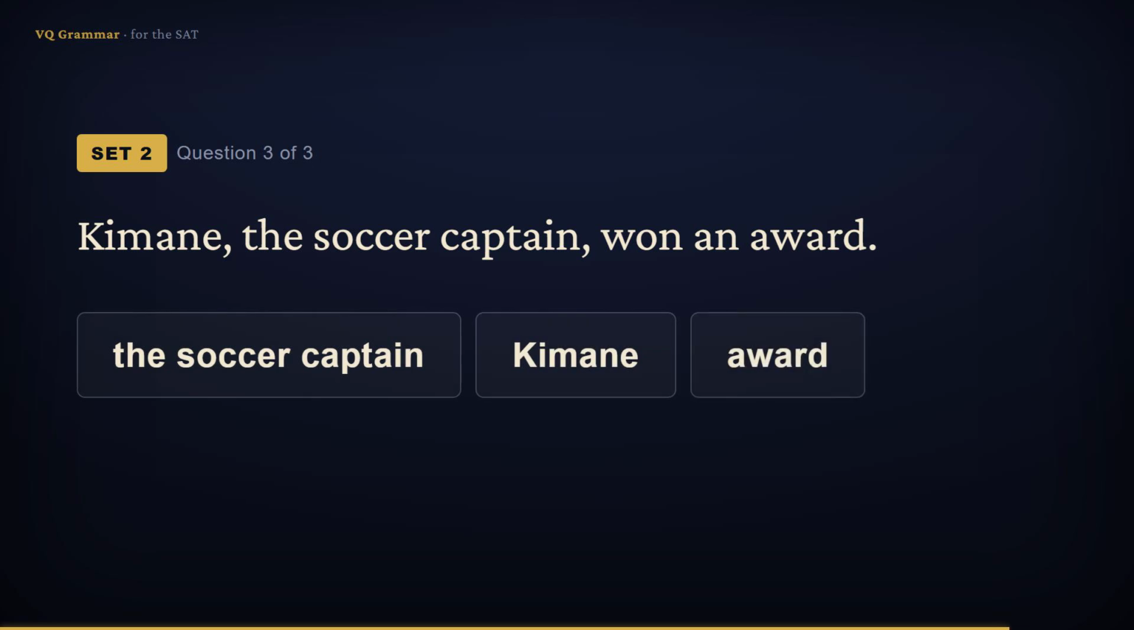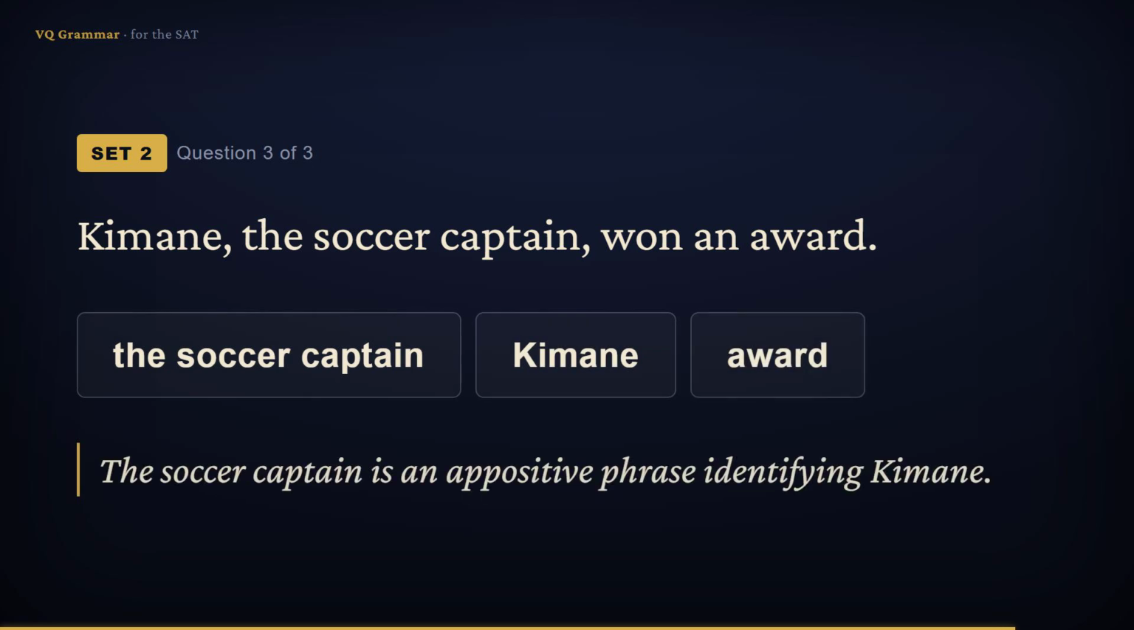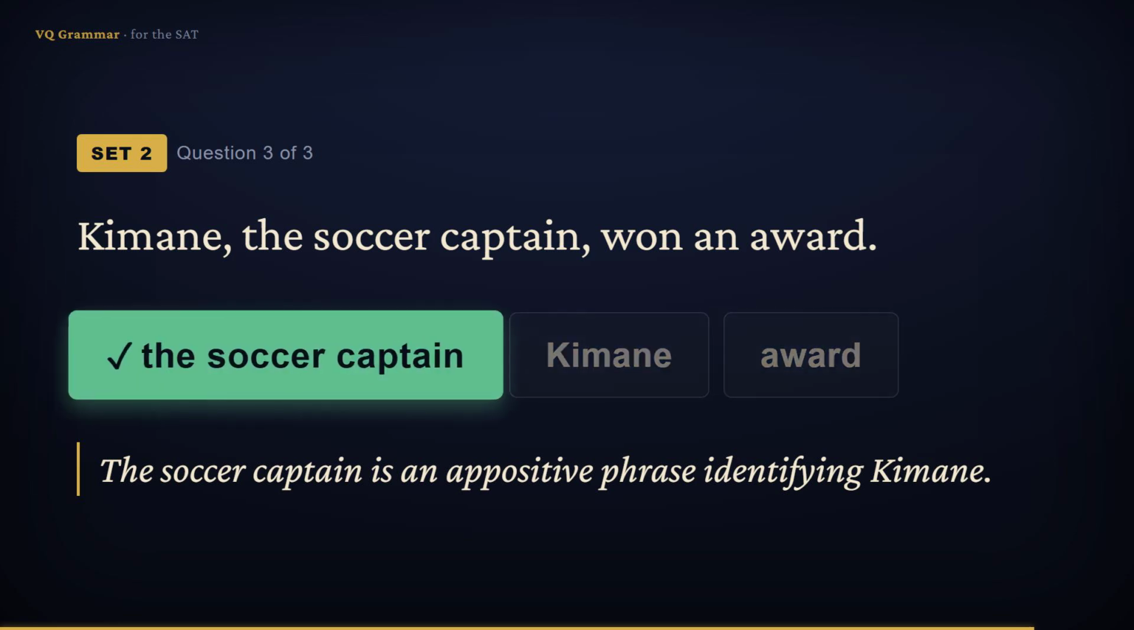Kimane, the soccer captain, won an award. The phrase the soccer captain renames Kimane, telling us who she is. So the appositive is the soccer captain.